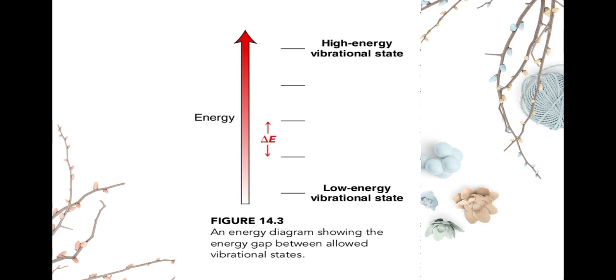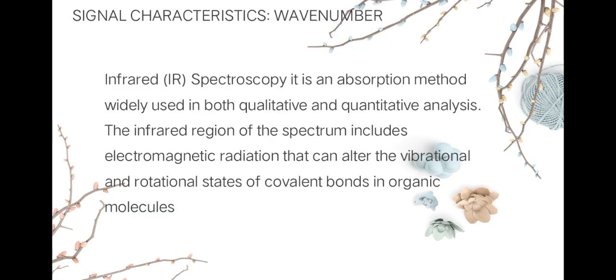Each form of spectroscopy uses a different region of the electromagnetic spectrum and involves different kinds of excitation. In this chapter, we will focus mainly on the interactions between molecules and IR radiation, which promotes vibrational excitations of the bonds in a molecule. So here, the signal characteristics of a wave number.